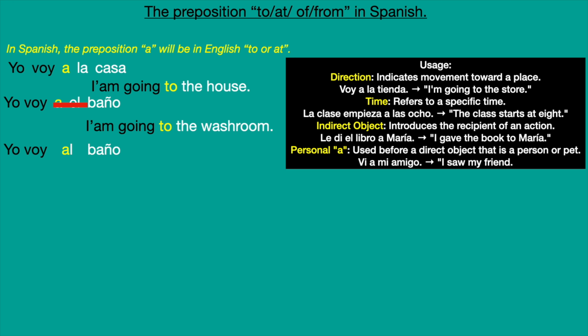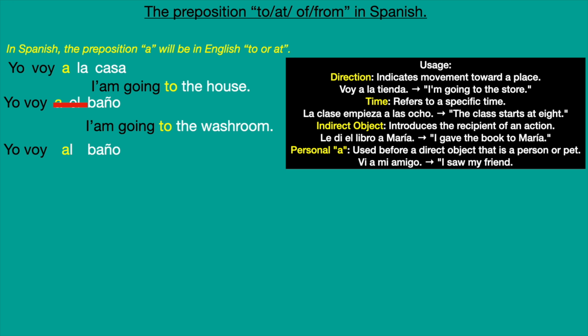So it's when we are going to use the preposition a. Also, the time refers to a specific time. For example, you say "la clase empieza a las 8." So the class starts at 8 o'clock. So that "at" is when we use a.